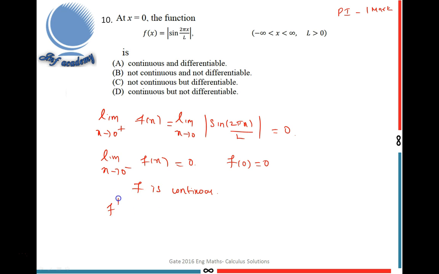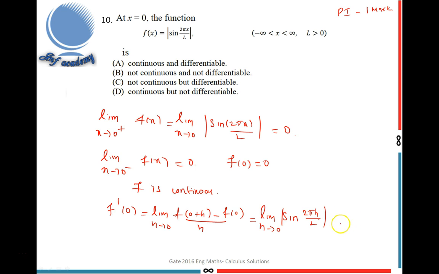Next, the derivative f dash of 0 equals limit h tends to 0, f of 0 plus h minus f of 0 divided by h. In this case, limit h tends to 0, modulus of sine of 2 pi h by L, minus f of 0 which is 0, divided by h. Here the modulus function is available. So first I get the indeterminate form, so I apply the L'Hospital rule.